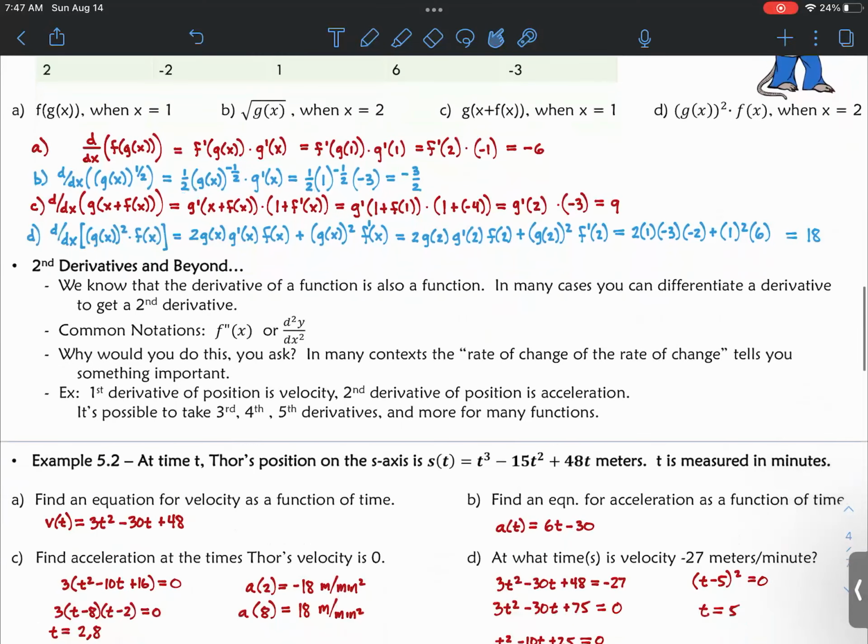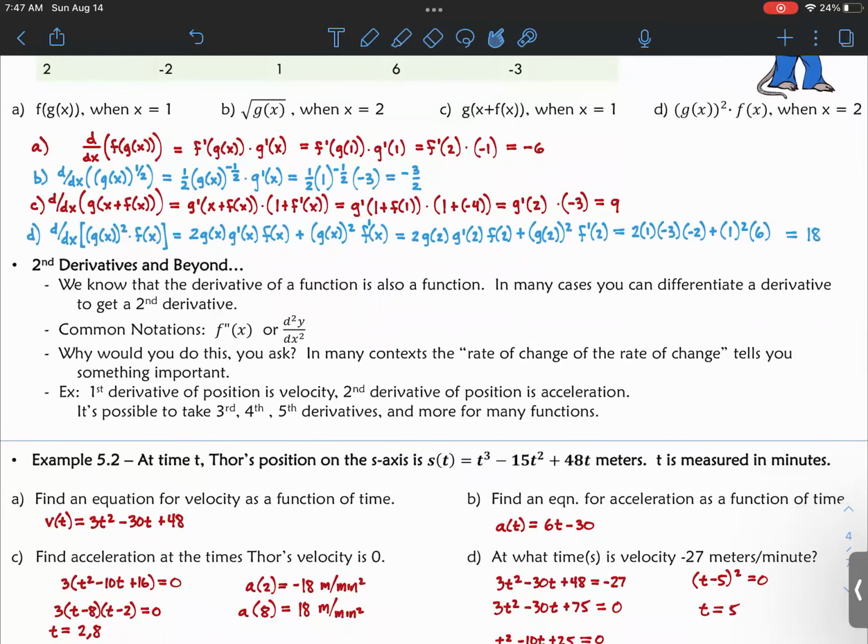All right. Second derivatives and beyond. We've talked in previous videos about how the derivative in and of itself is a function, which of course means then perhaps you could differentiate that, get to a second derivative or beyond. Here are some of the common notations for that.